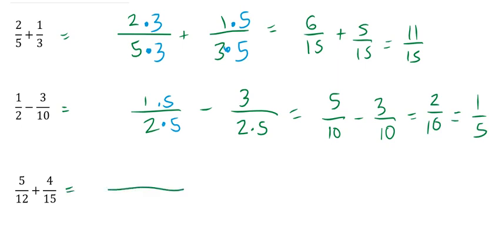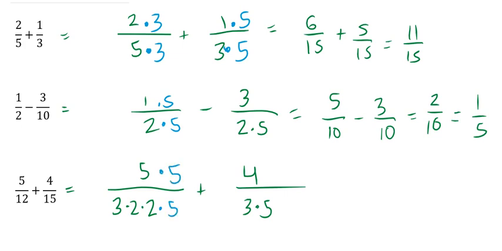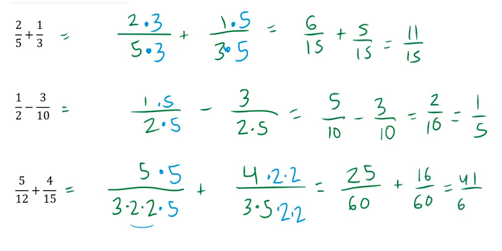This one, I have 5 over 12 plus 4 over 15. To give them a common denominator, well, there needs to be a 5, and if there's a 5 in the second one, there needs to be a 5 in the first one. So I'll multiply by 5 to top and bottom. I have these 2's in the first denominator, so I better put a pair of 2's in the second denominator. Now both denominators match. Both denominators are 3 times 2 times 2 times 5. So I have 25 over 60 plus 16 over 60 makes 41 over 60.